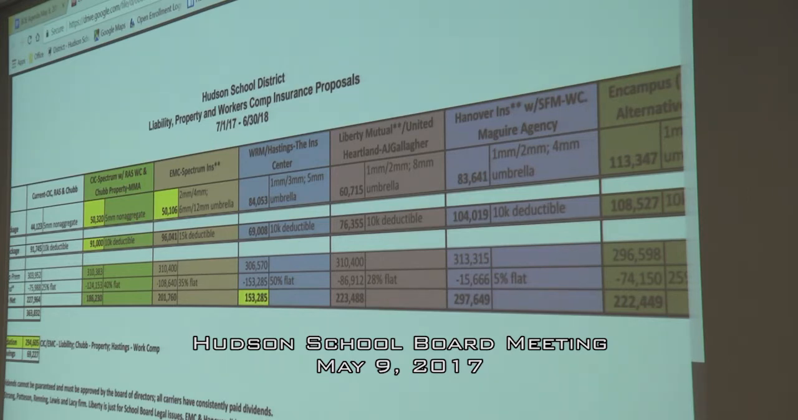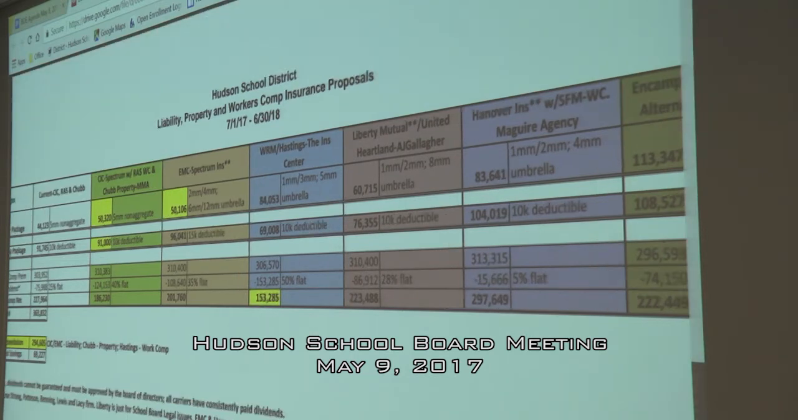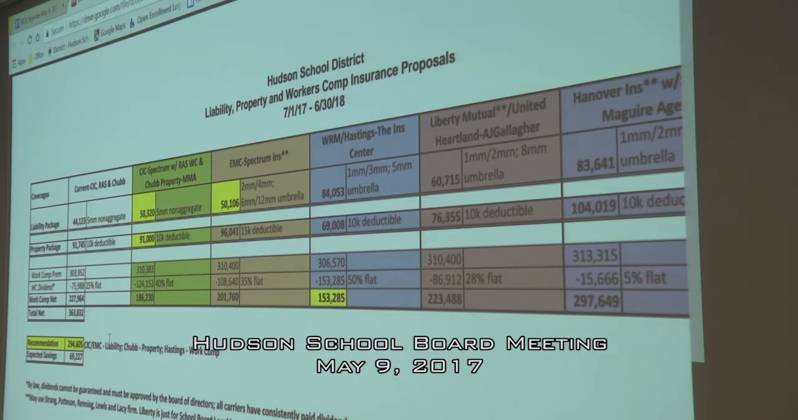So the net workers' comp cost winds up to be $153 versus our current. You can see all the way on the left in the white, it's $227, about $228 now. So if you looked at the recommendation tonight, it would be going with EMC Spectrum Insurance for the liability, going with Chubb for the property package, and then going with Hastings for the workers' comp. So that recommendation is about $295,000, which represents a savings of just under $70,000 over what we're paying this year. So we'll take questions if you have any.